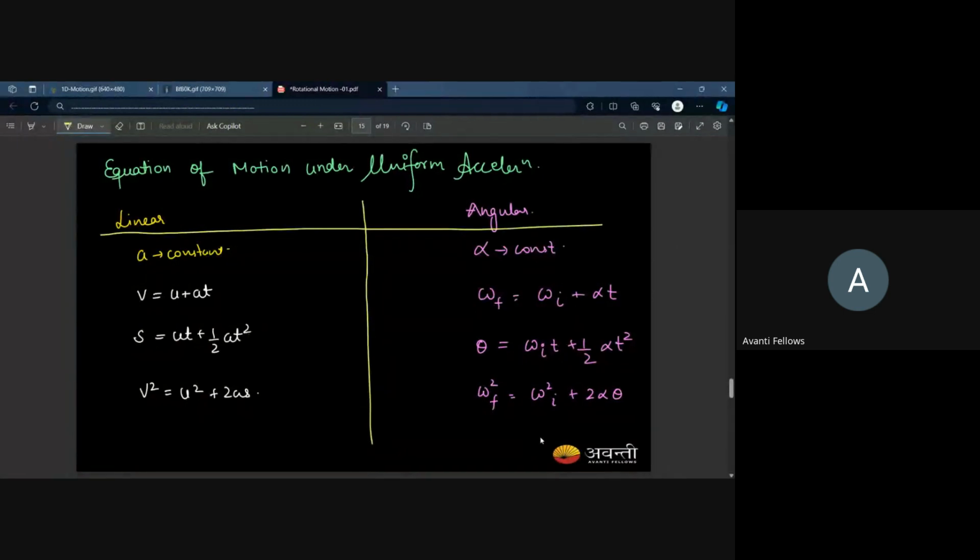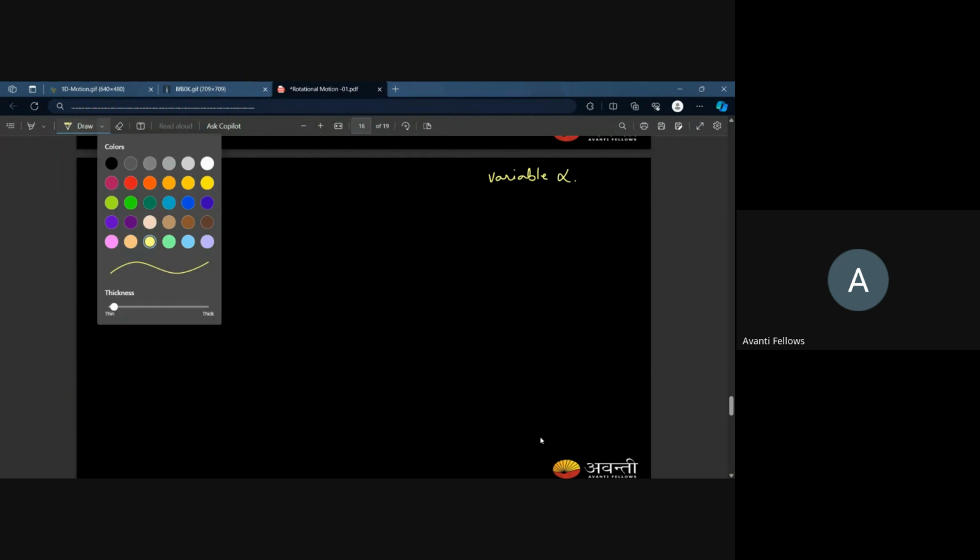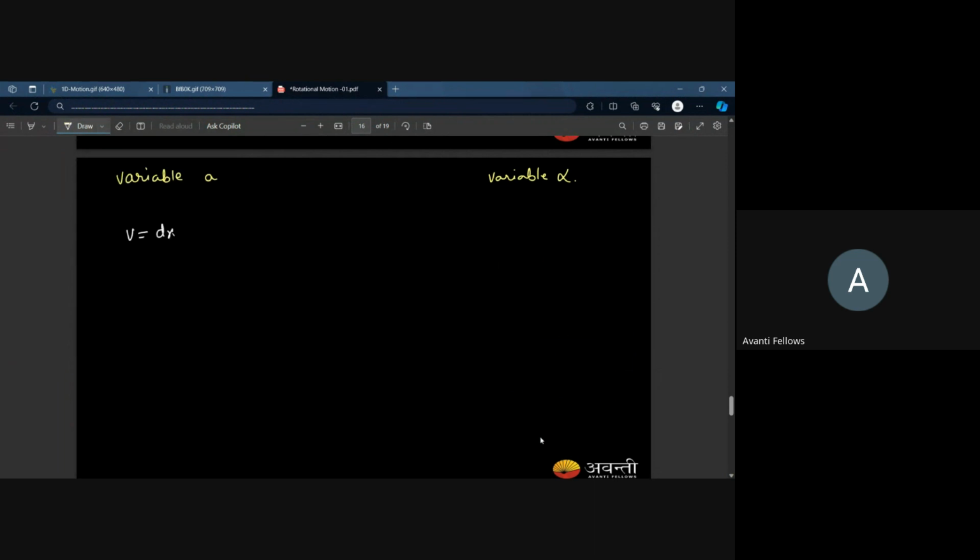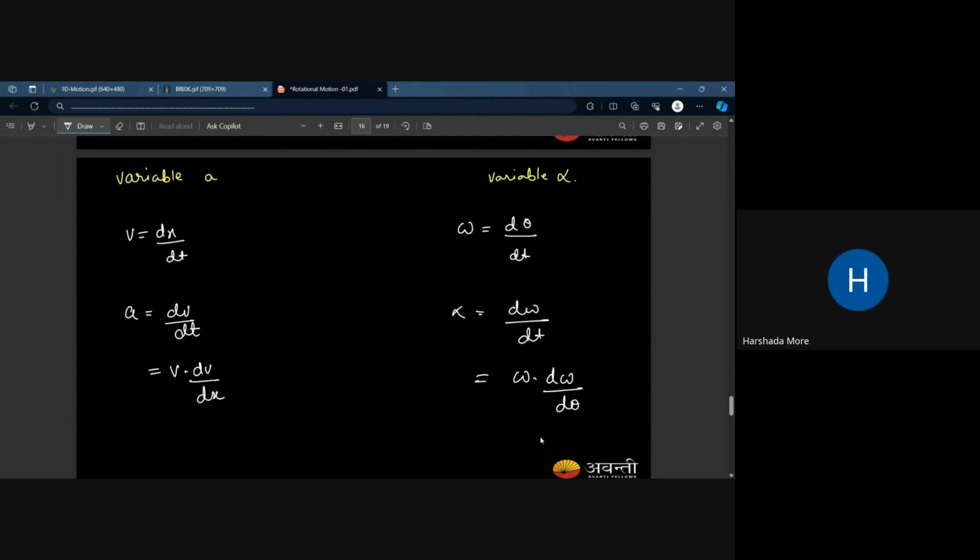Now, this is all about constant accelerations. What if you don't have constant acceleration? What if you have a variable acceleration or a variable alpha? No problem. In that case, we will move towards the 100% definition, and that is v is equal to dx by dt and a is equal to dv by dt, right? Or you can write it as v dv by dx. Similarly, you can get here that omega is equal to d theta by dt, alpha is equal to d omega by dt, or omega d omega by d theta. Is that fine? Yes, ma'am.